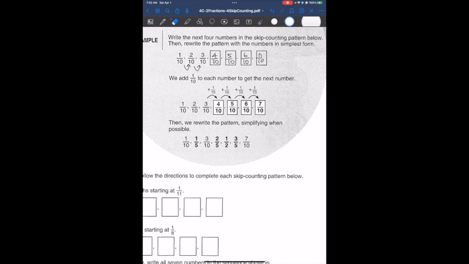So 4/10, we can divide both numerator and denominator by 2. So we can rewrite that as 2/5. 5/10 can be rewritten as 1/2. 6/10 can be written as 3/5. And so we'll check with the answers. So we can also rewrite 2/10 as 1/5. And it's going to be 1/10, 1/5, 3/10, 2/5, 1/2, 3/5, and 7/10.